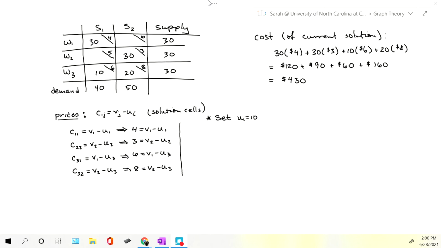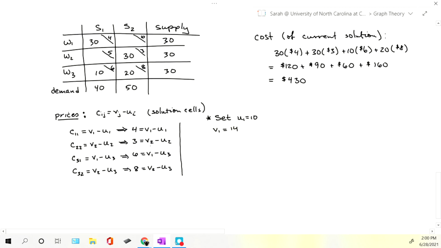U1 we select to be 10. That's our default. We're always going to select U1 to be 10. Once we have that U1 equals 10, we can solve for everybody else. So in this scenario, if U1 is 10, in order to have this equation satisfied, this tells us that V1 must be 14.